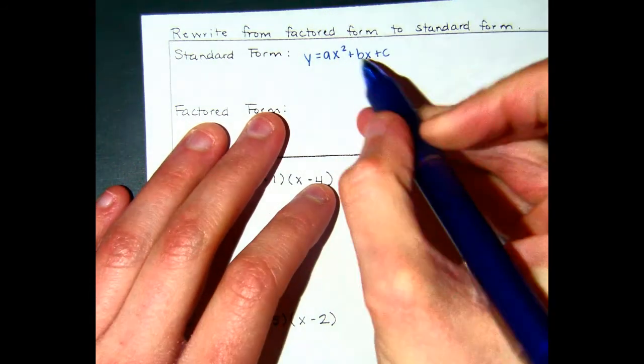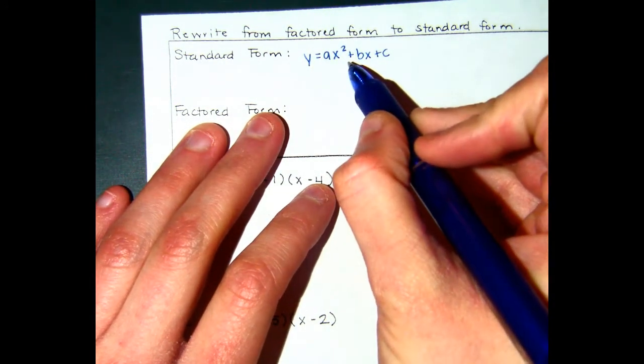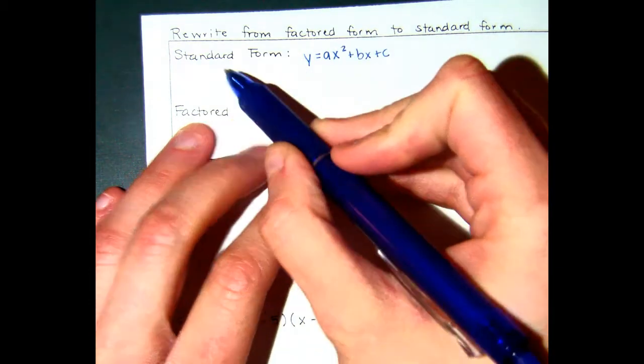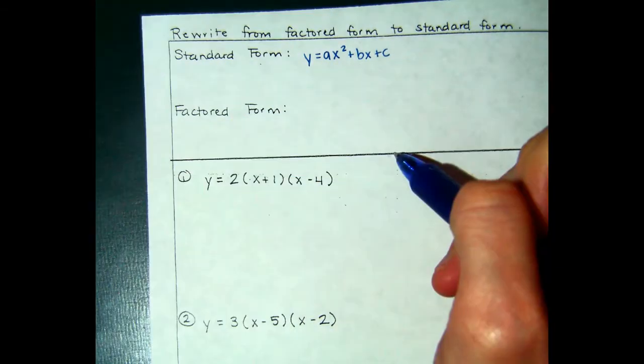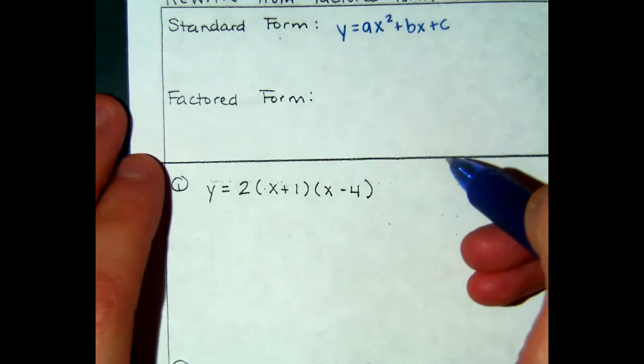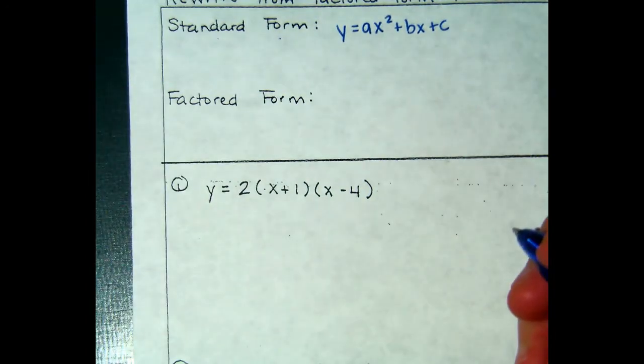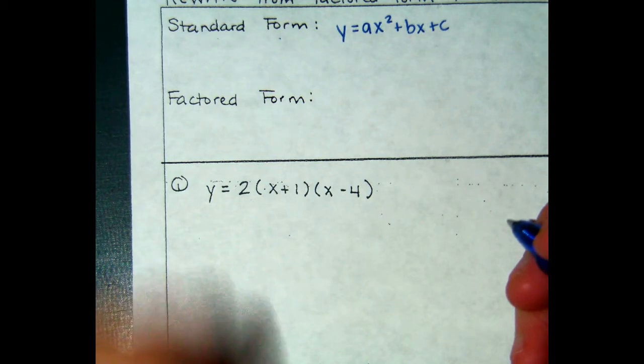Our goal is to get it in this form. This is standard form. It's x squared, x, c. Notice how it's actually labeled standard form, in order. There's no parentheses. That's what standard form really is. All right, from that page, I think factored form is on there too.